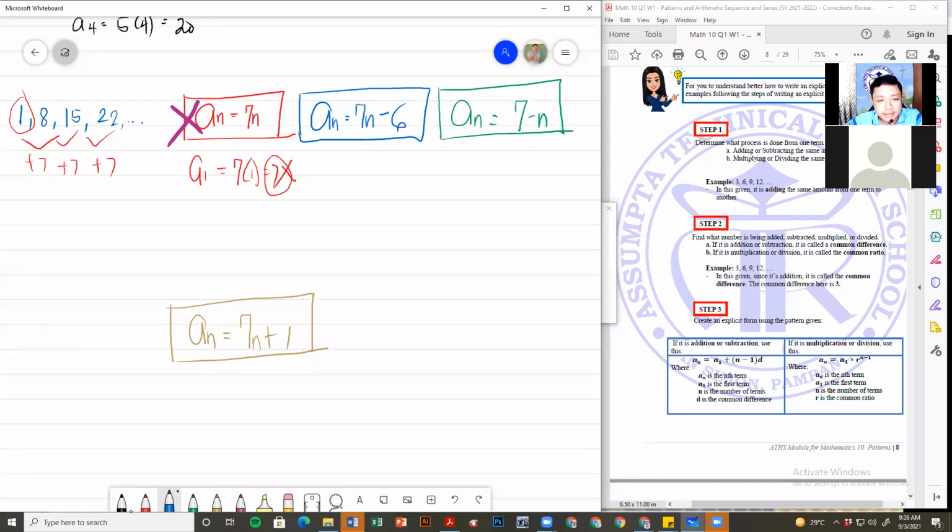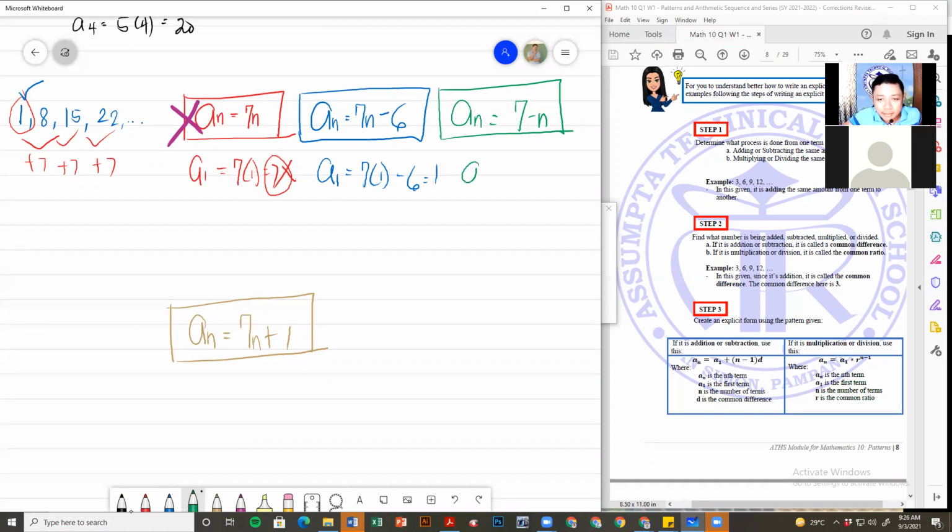So let's substitute. A sub 1 is equal to 7 times 1 minus 6. And that becomes A sub 1 is equal to 7 minus 6, that's 1. Oh, there's a chance. We will continue that later. Let's try the others first. Okay, let's give a little more suspense. Blue still has a chance. Green, let's see.